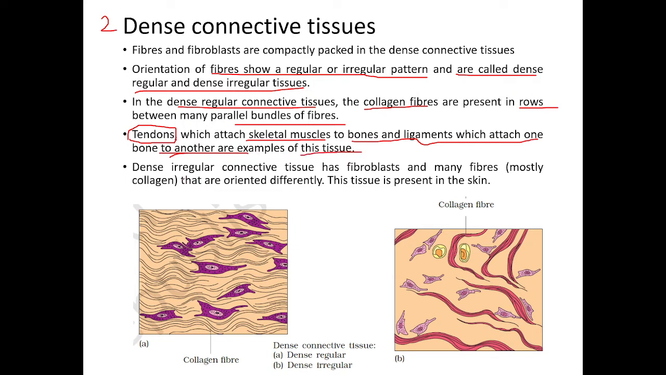So the dense irregular connective tissue has fibroblasts and many fibers, mostly collagen, that are oriented differently. This tissue is present in the skin. You can see how exactly these collagen fibers are there, the red colored fibers, and how these collagen fibers actually hold the different tissues or cells within them.